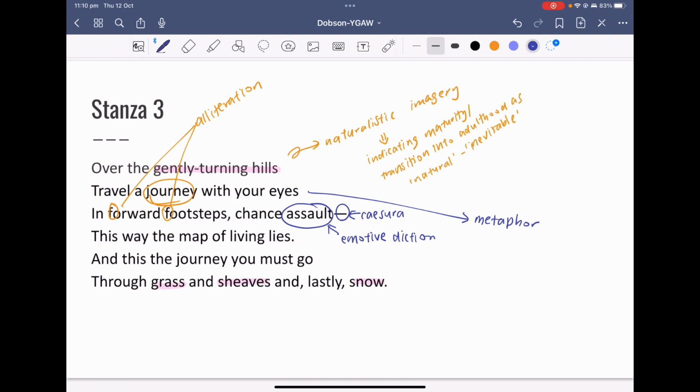This way, the map of living lies. Again, we have the alliterative L sound. The map of living lies. So that's, again, metaphor.